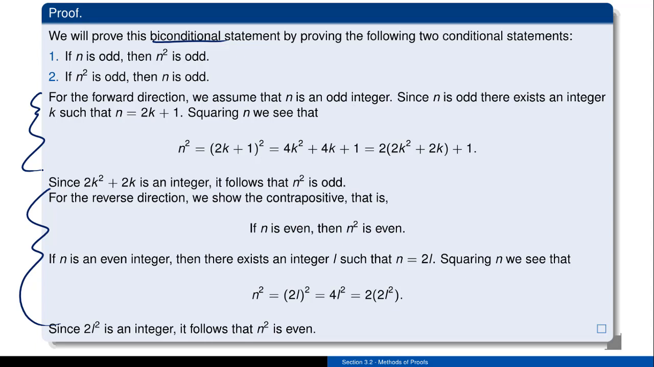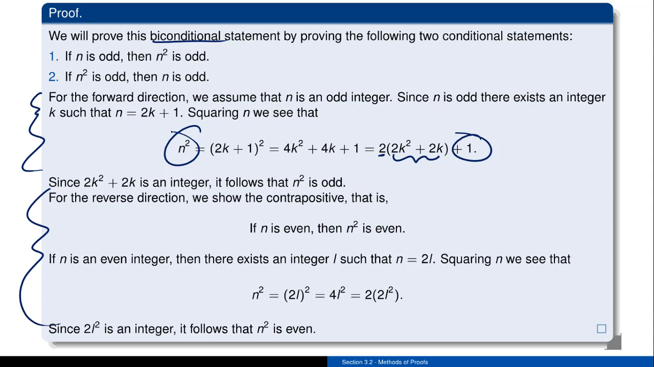You go ahead and square that thing. You're going to do this classic trick of taking 2k plus 1 and squaring it out. You're going to see 4k squared plus 4k plus 1. Rip a 2 out of that, and you're going to now see a 2 multiplied by some integer plus this little remainder of 1. Because I have this particular structure, this overall n squared is in fact going to be odd. For the reverse direction, this is actually the proof that we just got done doing.